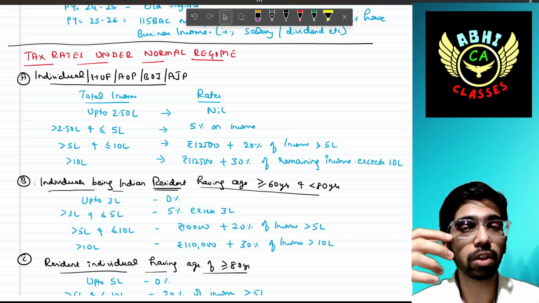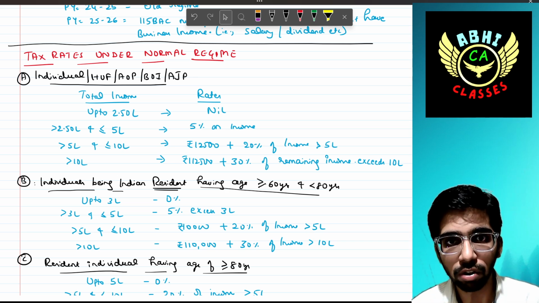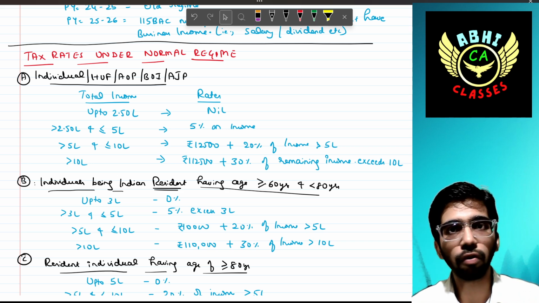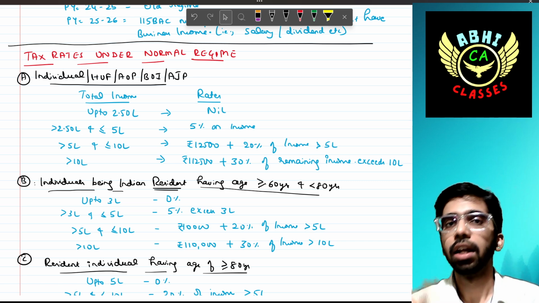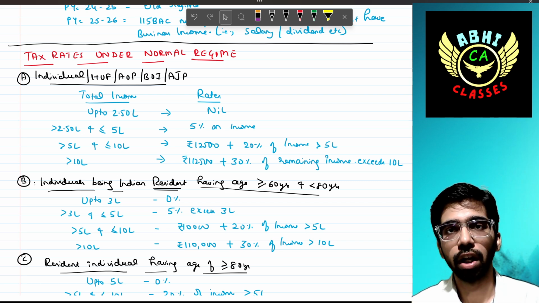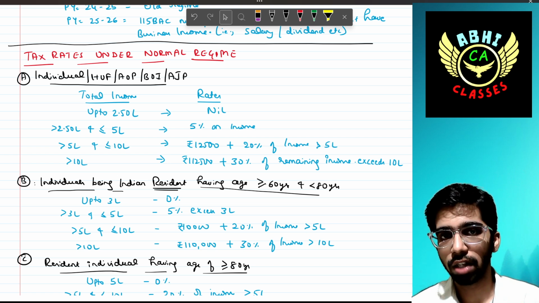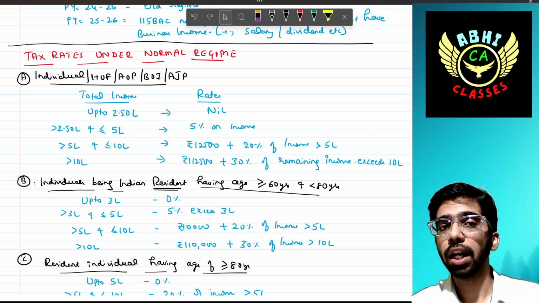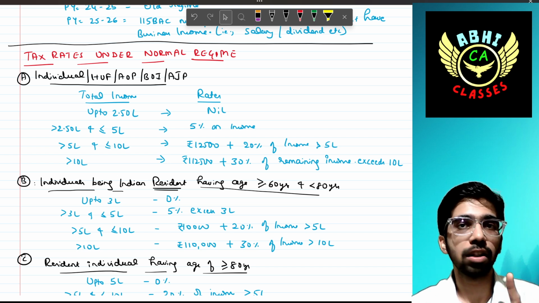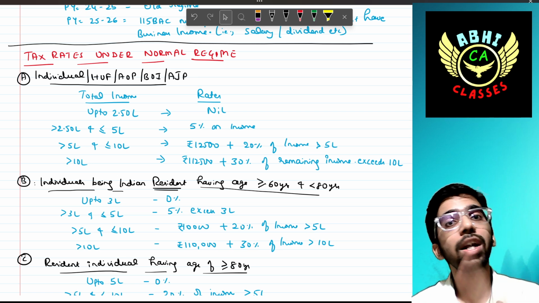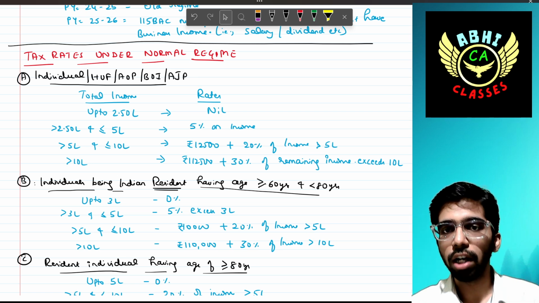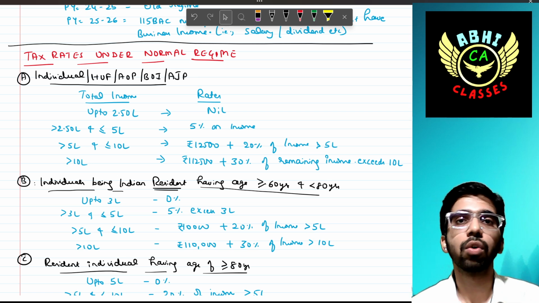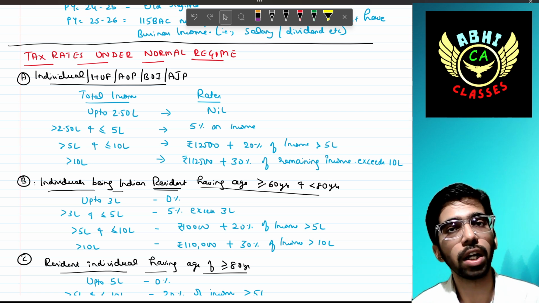How does 12,500 arrive? This is simply because the first category is 2.5 to 5 lakh. The difference is 2.5 lakh, which multiplied by 5% comes to 12,500. If your income is 6 lakh, let's say, 12,500 plus more than 5 lakh up to 10 lakh, how much is it? Only 1 lakh, right? 20% of 1 lakh, that is 20,000. If you add those two, 32,500 is the tax amount.